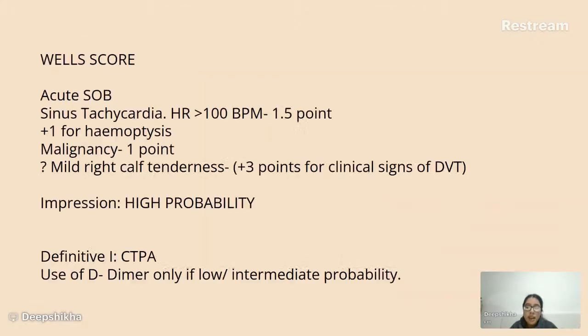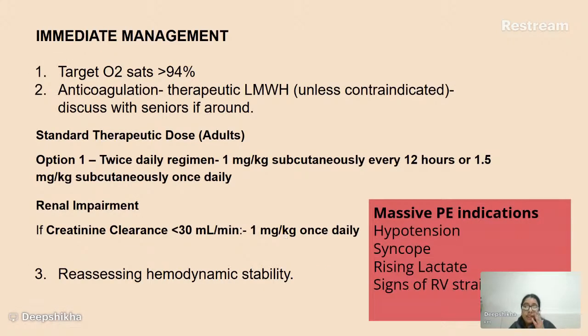So if we've got a high clinical suspicion of a PE, we start them on immediate management, ensure that they're maintaining their oxygen saturations. We, again, just start them on anticoagulation. So that would be therapeutic low molecular weight heparin. It's different in every trust. So in my trust, we use enoxaparin.